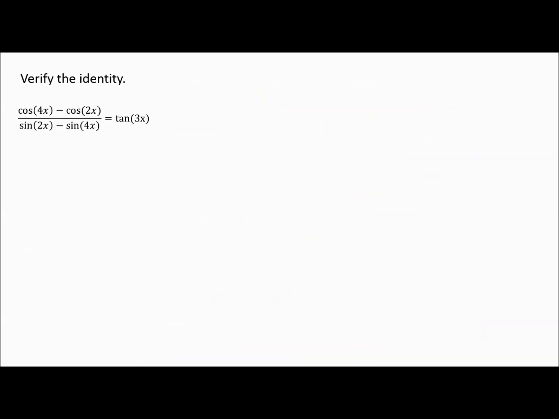Okay, so for this problem, I'm supposed to verify the identity. Remember the rules here: start with one side of the equation and use trig identities and properties of algebra to simplify and get the other side of the equation. So what I think I want to do is start with the left-hand side of this equation because it definitely looks more complicated. So I have the left-hand side equals cosine of 4x minus cosine of 2x divided by sine of 2x minus sine of 4x.